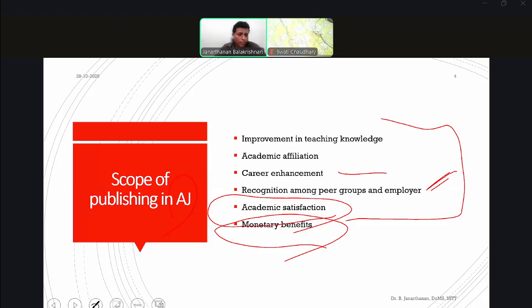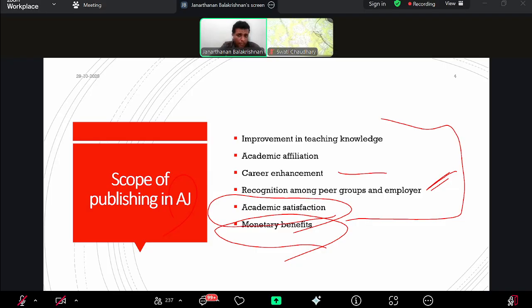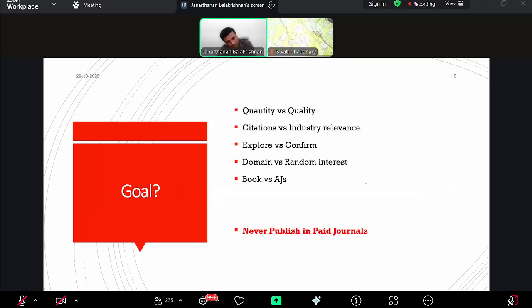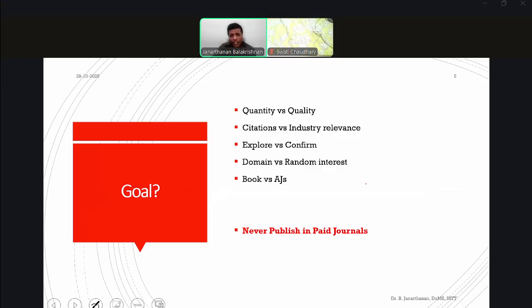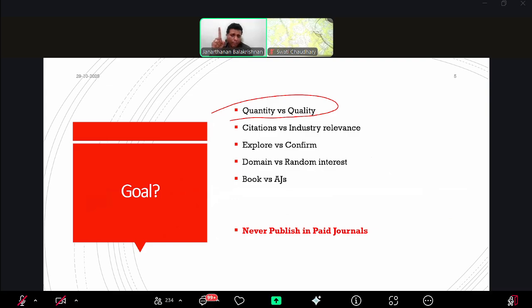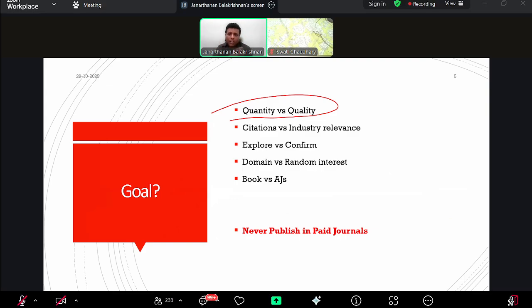Career enhancement, promotions, tier movements, academic affiliations, and your affiliation. These all become very, very crucial in your scope of publishing. What is your goal in publishing? Whether you are running for quantity or quality is a very important tool. Whether I publish one A category paper per year or 10 B category papers per year. That is what you decide.